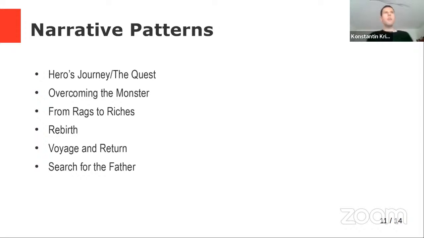This is the hero's journey, when someone is hesitant, when the world breaks down, and then he goes on his way to save the entire world. It's also known as the quest. You all know that from Ulysses in the Odyssey, or even Braveheart, these movies. Another narrative pattern is overcoming the monster. It's like facing a big villain in the stories.